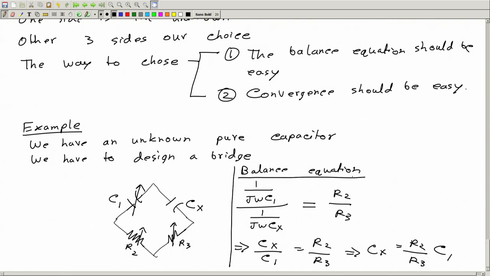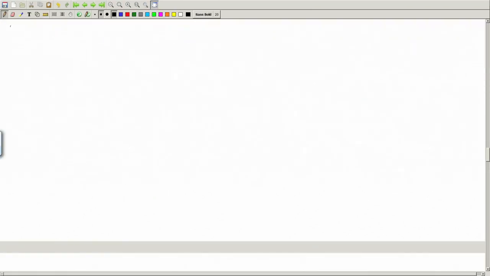Okay. So, this is the idea: make a bridge which is simple, which is easy. Now, this is example 1. Now, let me take another example, example 2.